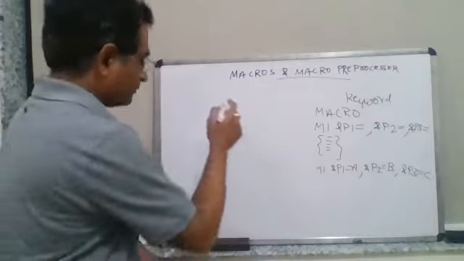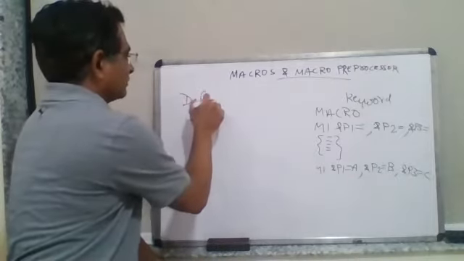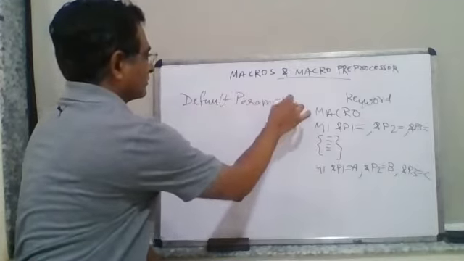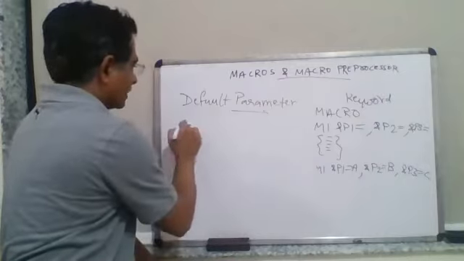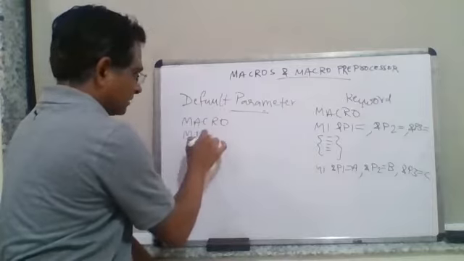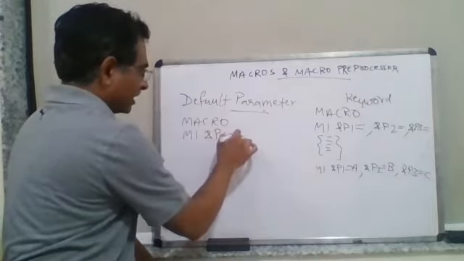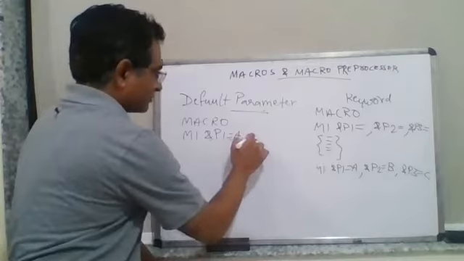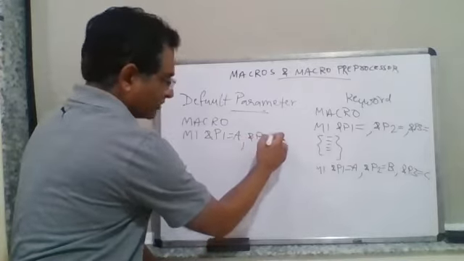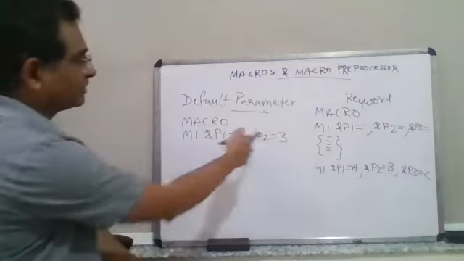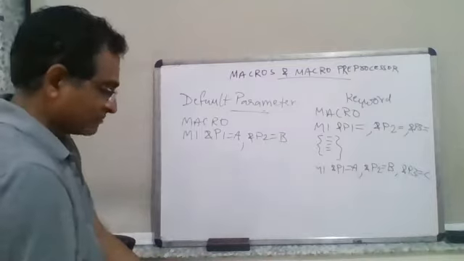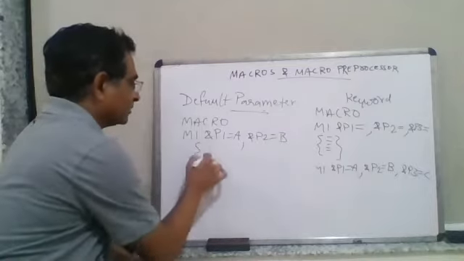Okay. So what is default parameter passing? So I'm saying macro, then I'm saying the name of the macro, &P1 equal to A. So I'm making it fixed. No, the default parameter. So if the value is not specified, then the default value will be considered. Right. The default value is A and the default value is B for P1 and P2. If I want to change it, I can change it. But otherwise, it will take the default value as A and B.